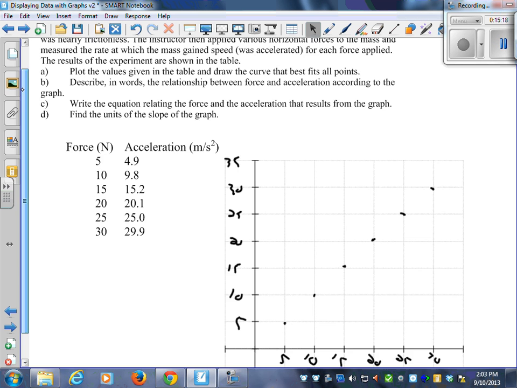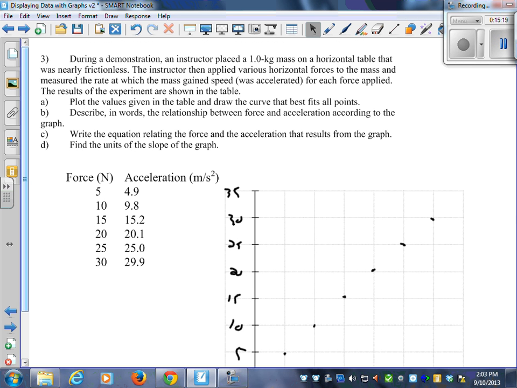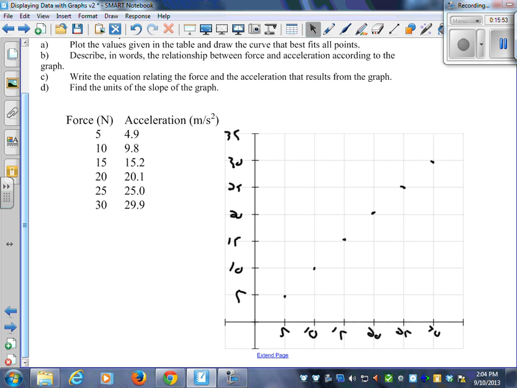I guess I should read this. That's maybe a good idea. The instructor placed a 1 kilogram mass on a horizontal table that was nearly frictionless. The instructor then applied various horizontal forces to the mass, in other words, push, and measured the rate at which the mass gained speed, or the acceleration, for each force applied. The result of the experiment is shown on the table. So there's this like air hockey puck on a table, right? Gives it a little push, measures the acceleration. Gives it a bigger push, measures the acceleration. Gives it an even bigger push, measures the acceleration. The results are shown. Plot the values. Okay, I did. Draw a curve that best fits all points. Is it going to be going through 0, 0? Yeah. If you don't push, it doesn't accelerate.